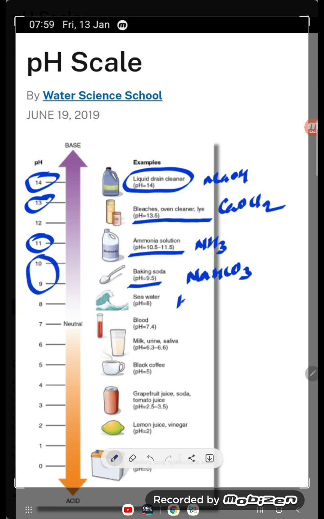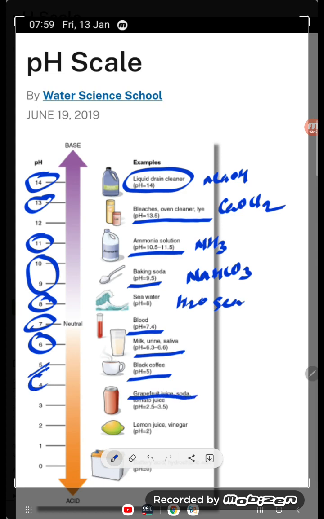Sea water, that is H2O, but this is sea water, its pH is basic. Blood is neutral. Milk, urine, saliva, pH is 6. Black coffee, pH is 5. Grapefruit, pH is 4. Lemon juice, pH is 2. Battery acid, that is pH 1. So these are the examples, students.